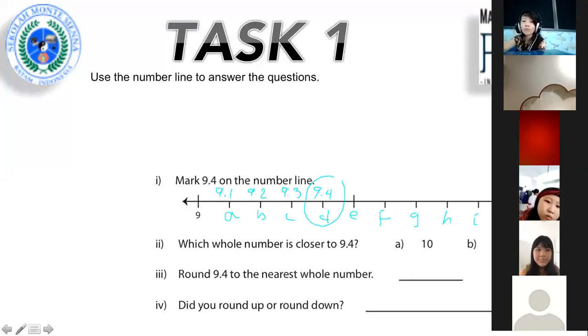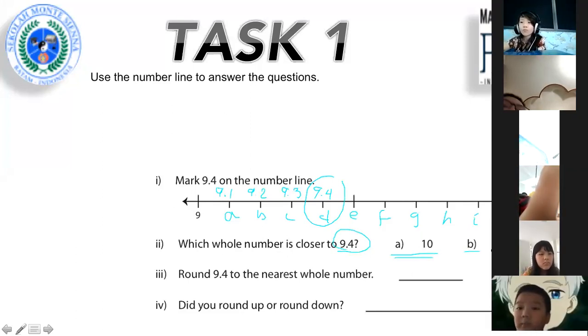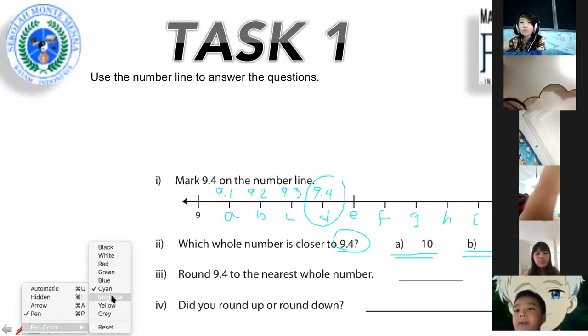Number 2. Which whole number is closer to 9.4? Choose a letter. Is it letter A, 10, or letter B, 9? Go. Message me your answer.